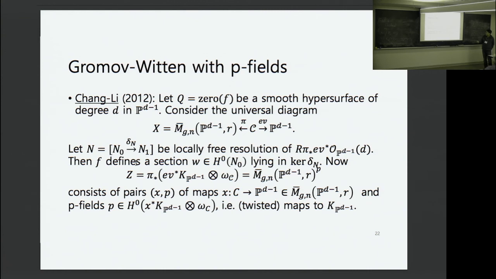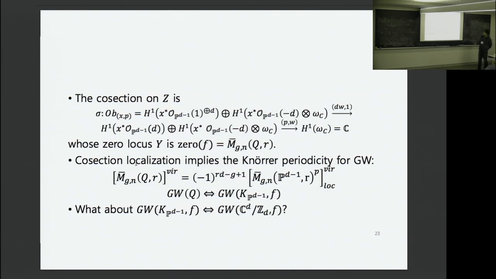So you can think of the pair of the map and p as a twisted map to the canonical line bundle of projective space. So the description of the cosection is exactly the same, and the zero locus of the cosection is exactly the moduli of stable maps to the Calabi-Yau hypersurface Q. And after all, cosection localization tells us that the Gromov-Witten invariant of Q is the same as the Gromov-Witten invariant of K_P^(D-1) with potential F.